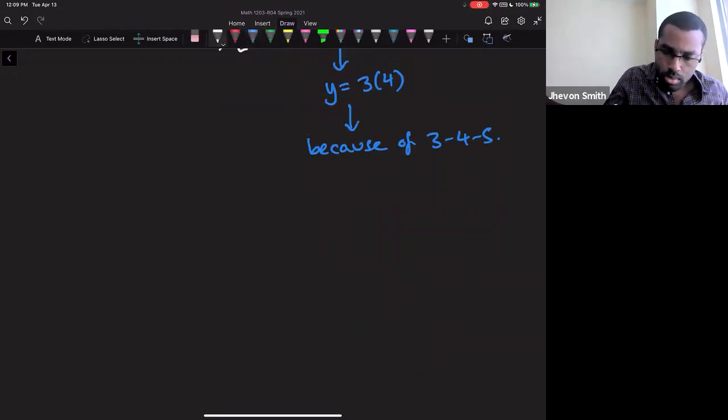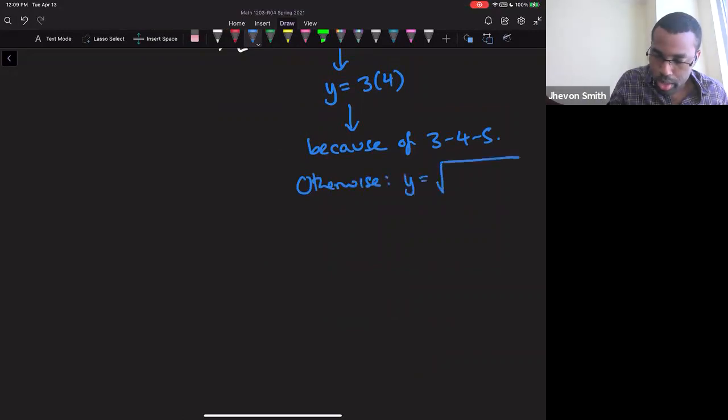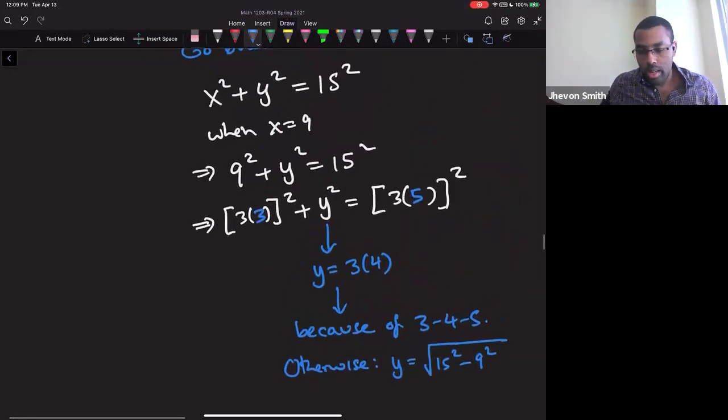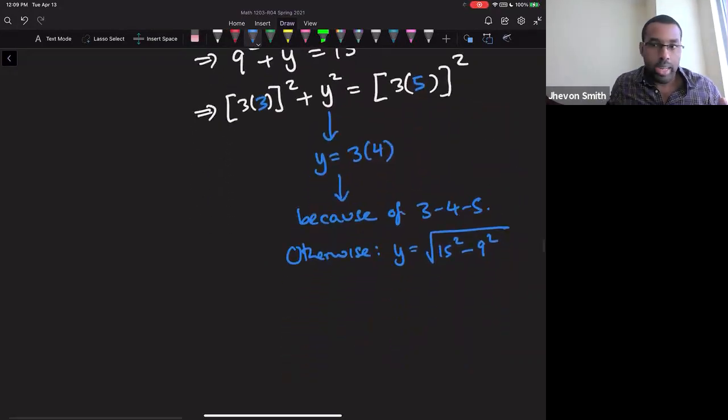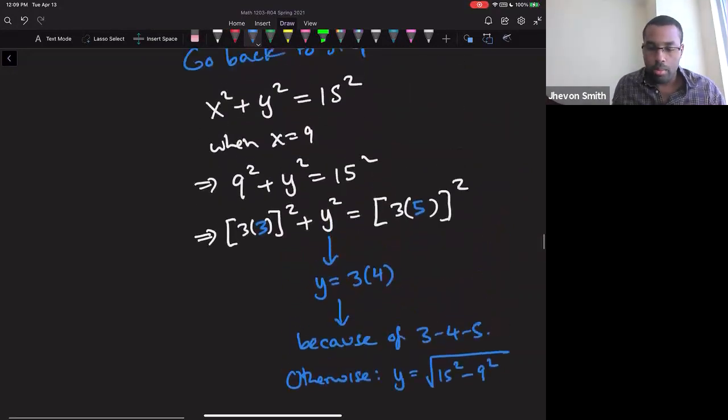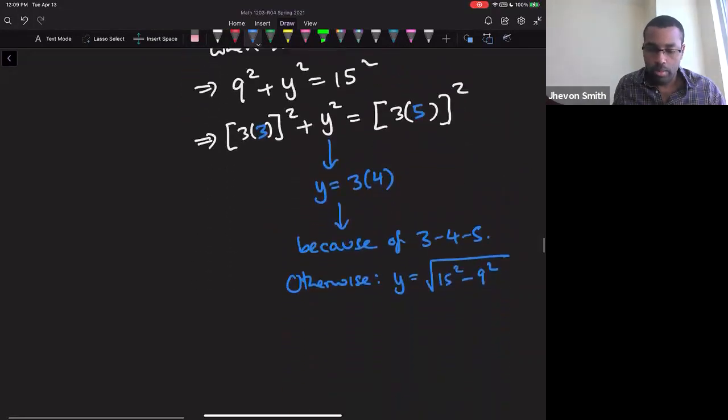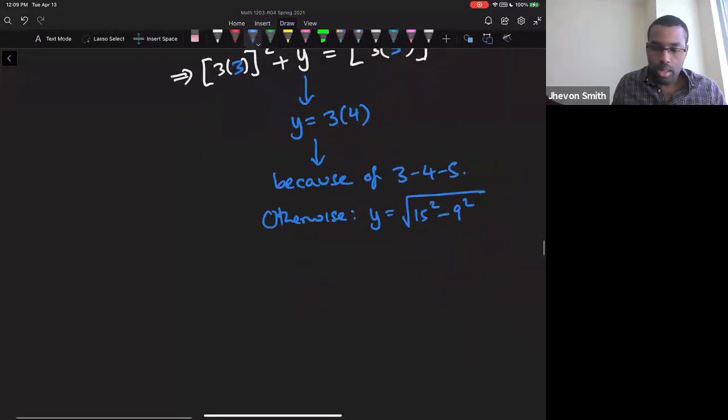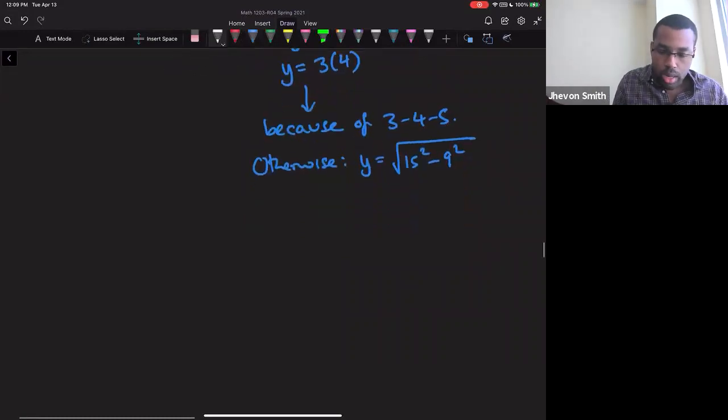Otherwise you could just brute force it if you want. You would just do y is equal to the square root of 15 squared minus 9 squared. And yeah, you have fun with that, squaring 15, subtracting 81, and then finding the square root of that. But you can notice these little patterns as well. So it's a 3, 4, 5 triangle. So at the end of the day, we do know that our y equals 12.